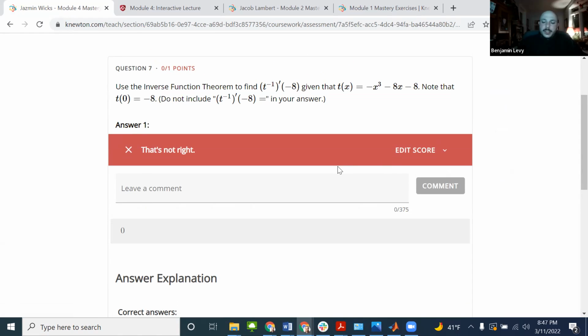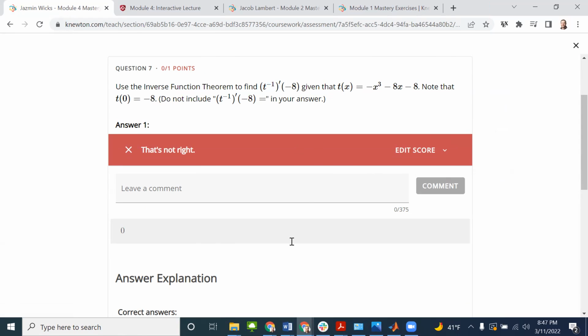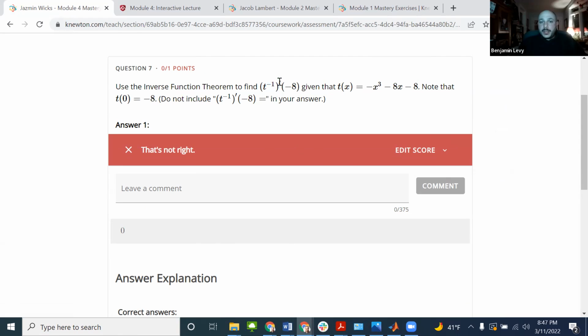Yeah, so when I'm looking at this, it wants you to take the derivative. This is all notation. I totally get why it's confusing, right? This apostrophe means take the derivative, and we're taking the derivative of the inverse. So we want the derivative of the inverse, and then we want to plug -8 into it.